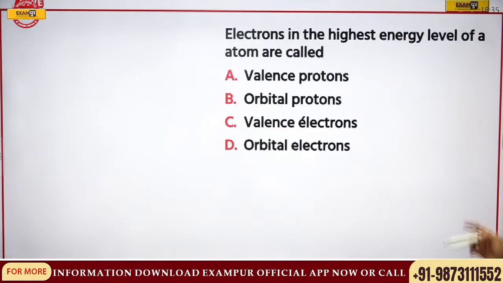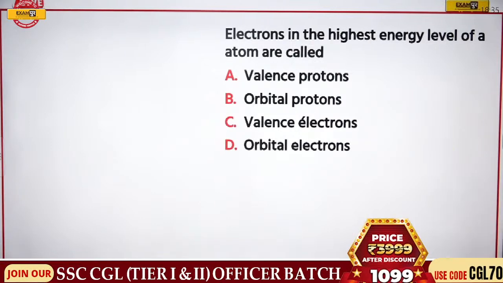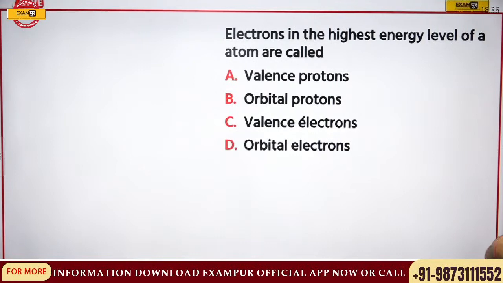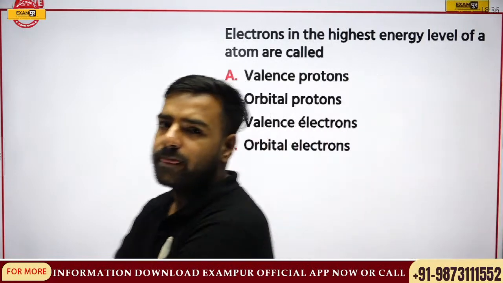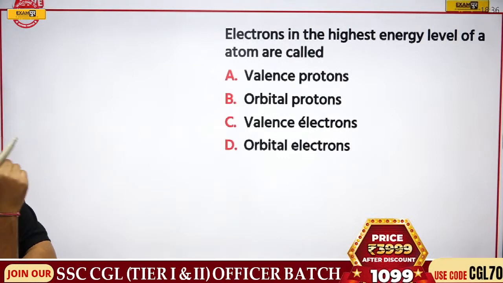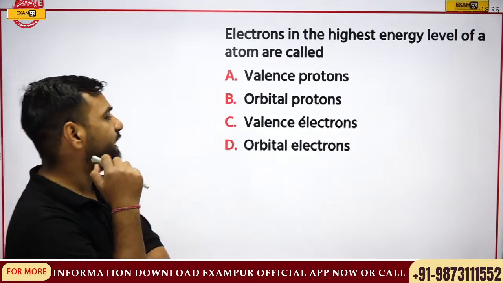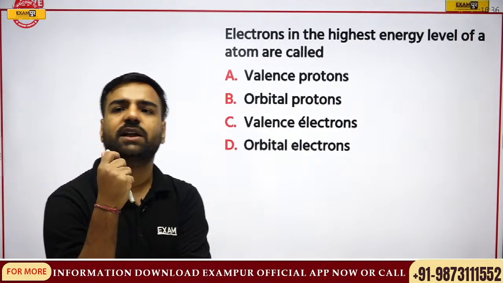Next, electrons in the highest energy level of the atom are called what? Are these valence protons, valence electrons, or orbital electrons? We have already understood about this. Yes, highest energy level. Electrons in the highest energy level of the atom are called what? What is going to be the correct answer over here?